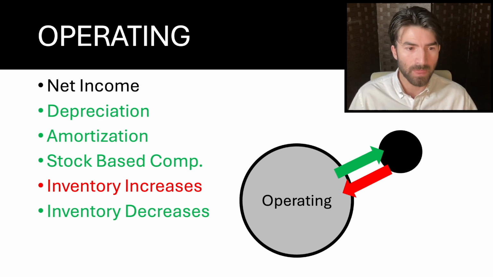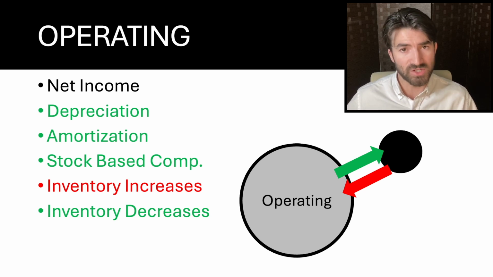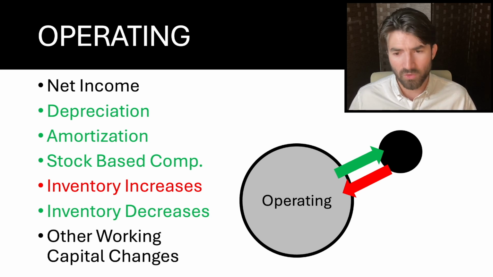And likewise, you could have a big sale or something and sell a bunch of your inventory and generate a lot of cash, but inventory goes down. So from a balance sheet perspective, again, it doesn't look like it changed. So that's important to know. And then other working capital changes can affect it. Things like changes to accounts payable, accounts receivable.